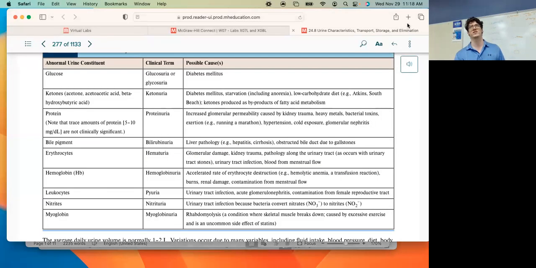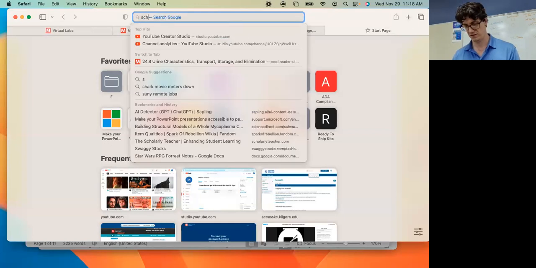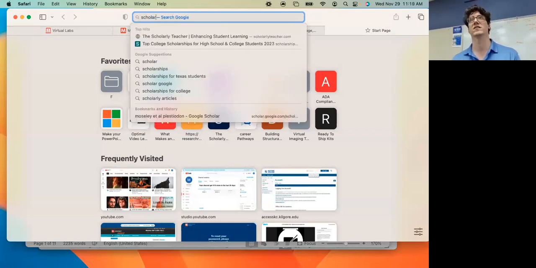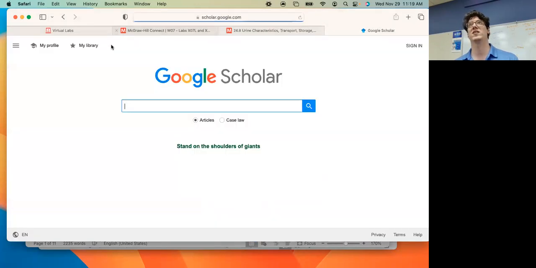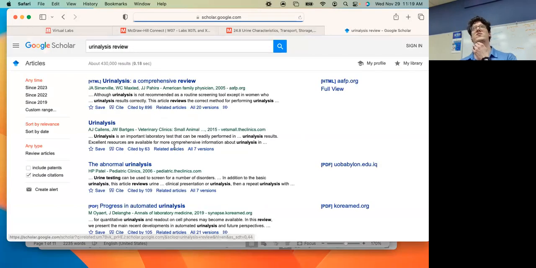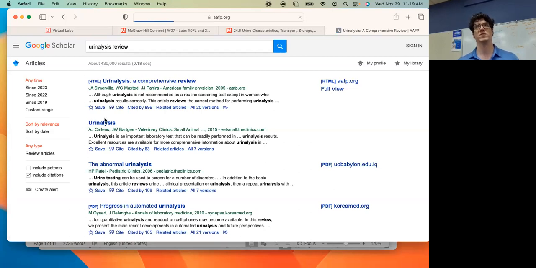So if you kind of type up here, Scholar, Google Scholar, go on to Google Scholar and then type, say, what do we want to look for? Type urinalysis review. Hey, here we have a paper right here, published in 2005. That's close enough. Oh, here's an even better one, 2015. Actually, we click that one instead. No, don't load it.